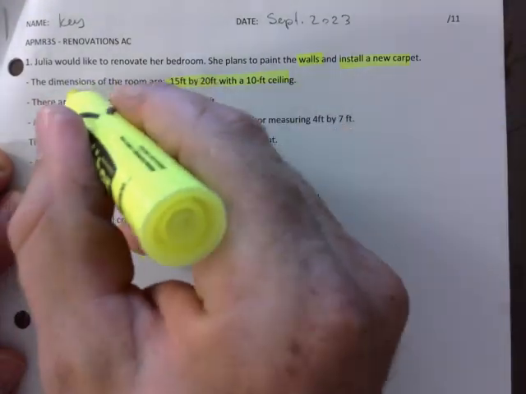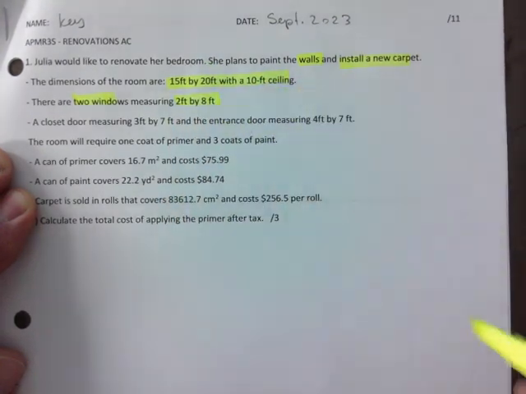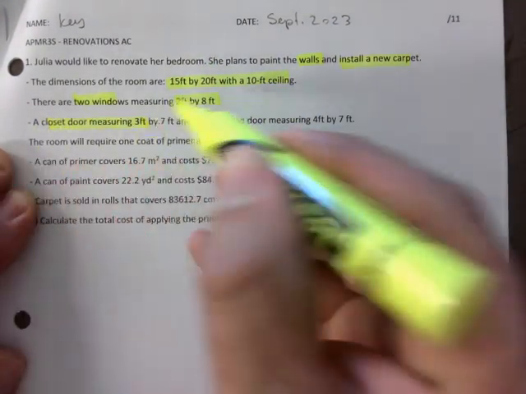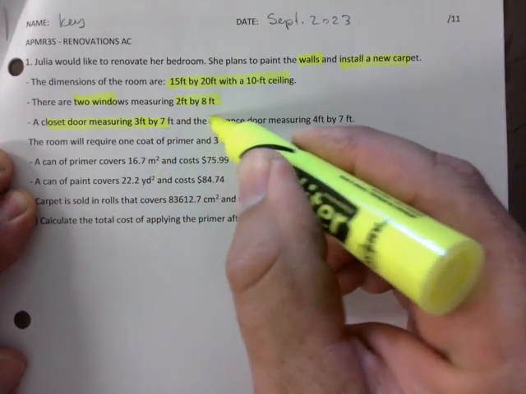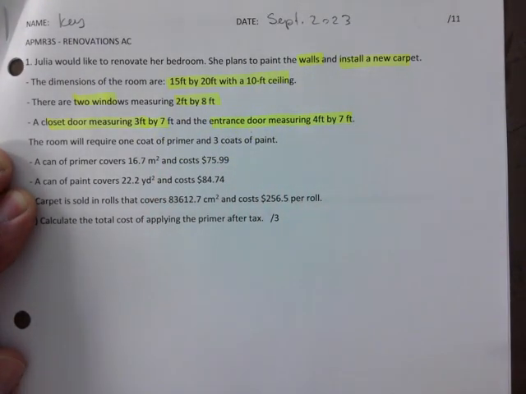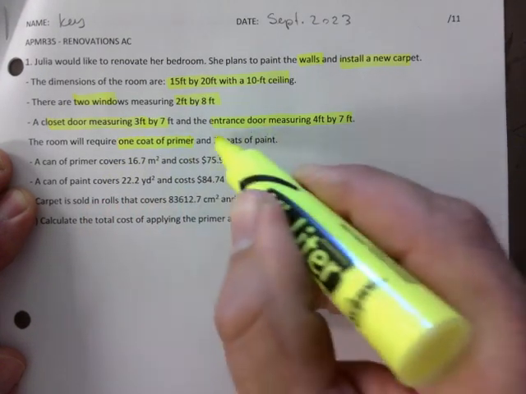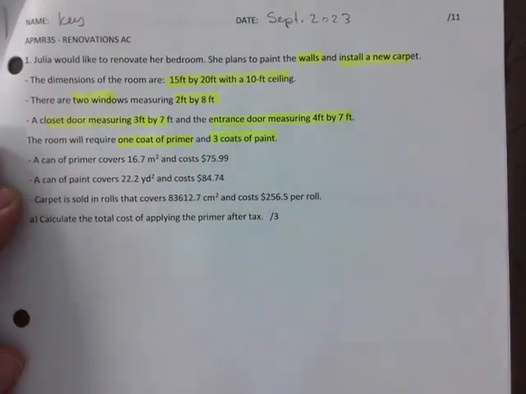We know that there are two windows that measure 2 by 8, a closet door that's 3 by 7, and an entrance door that's 4 by 7. We have one coat of primer and 3 coats of paint. That's also important to note.